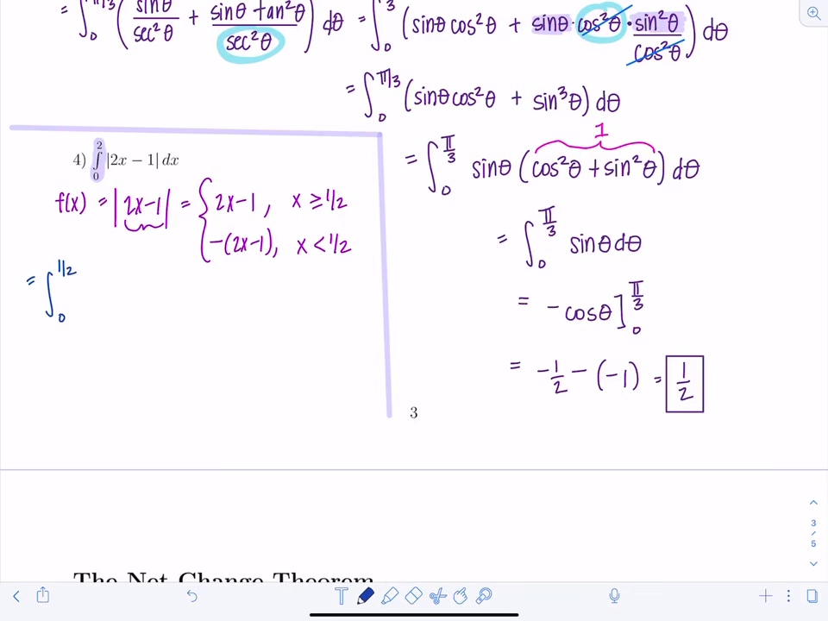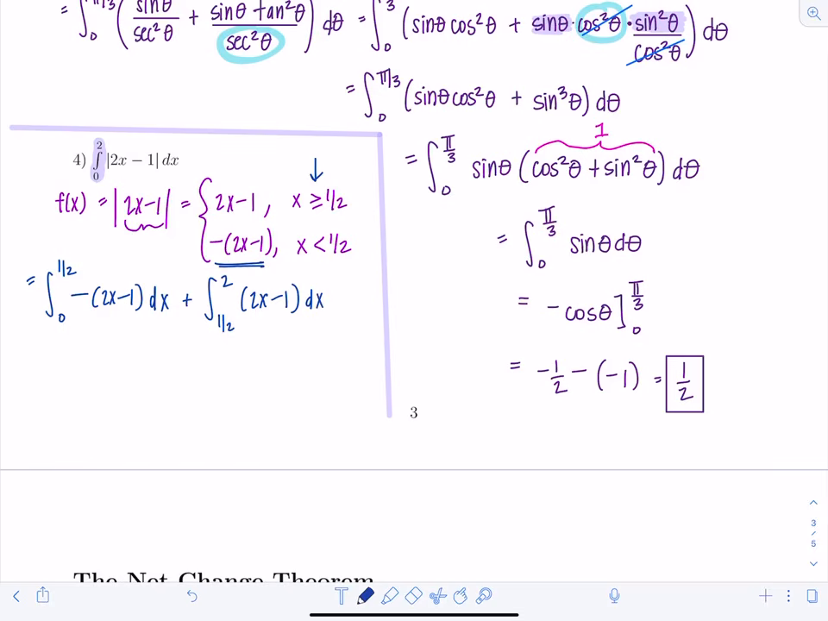Now, how is f of x defined from 0 to 1/2? It's defined as negative 2x minus 1 dx, plus, and then I'm going to pick up right where I left off at 1/2, and then end at that upper limit of 2. And how is my function defined from 1/2 to 2? Well, that's the interval where x is greater than or equal to 1/2, so it's just 2x minus 1 dx.